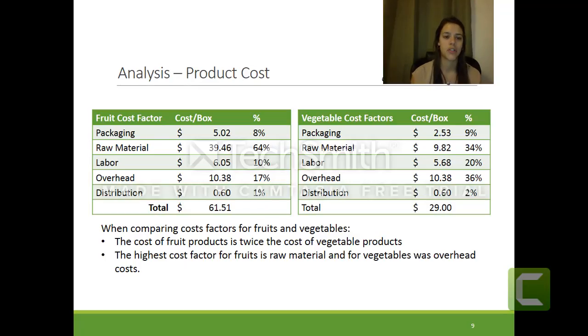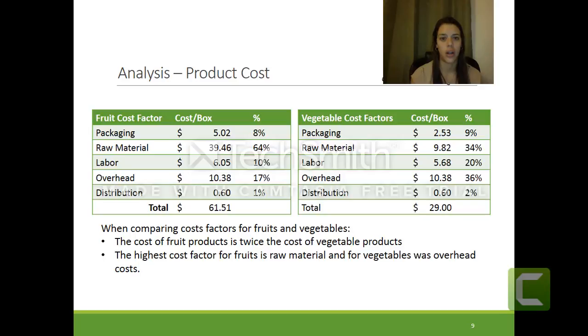So after we gathered all the information from our measure stage, we began the analysis. As we can see here, we began to do a product costing analysis of all of the cost factors that are included for both fruits and vegetables. So as we can see, we defined packaging material, raw material, labor, overhead, and distribution as costing factors.